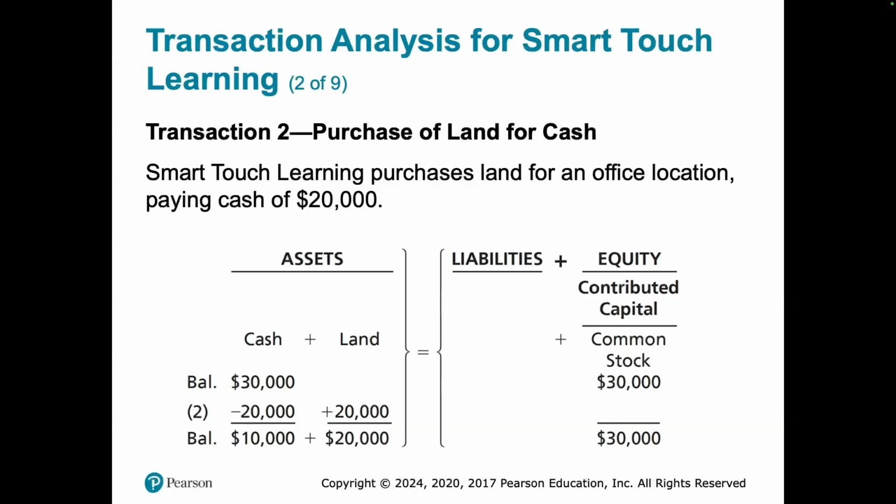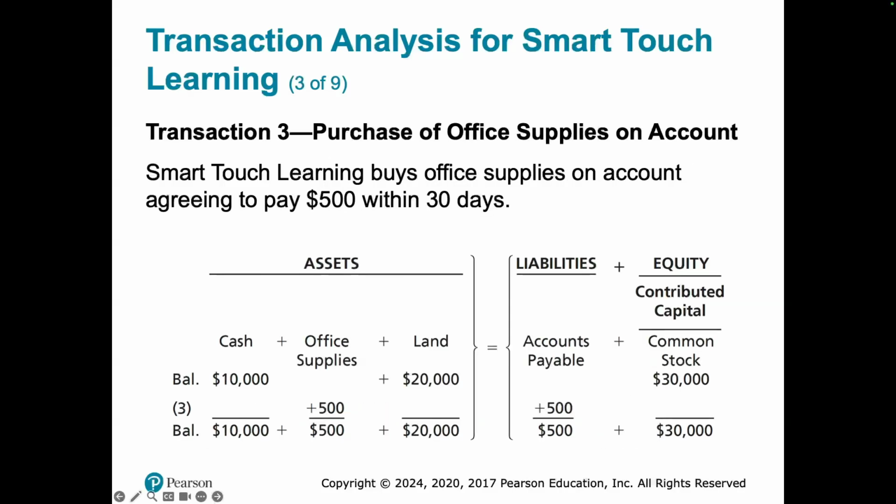In this transaction, we see that cash has gone down by $20,000. It leaves us $10,000 cash. Land has gone up by $20,000, which gives us $20,000 of land. Our assets still equal $30,000. Equity has not been affected, and it's still $30,000. If we take this equation, we see that $30,000 equals $30,000. Assets equals equity.